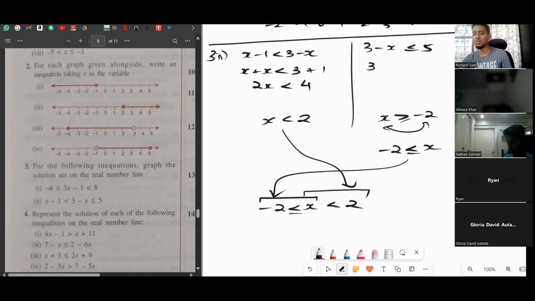What you'll do is, you will leave the minus x here. You will take the 3 on the right side. So that way you'll get minus x less than equal to 5 minus 3. So minus x is less than equal to 2. Now we'll take care of the minus x. So we'll take the minus on that side. So it will become x is greater than equal to minus 2.